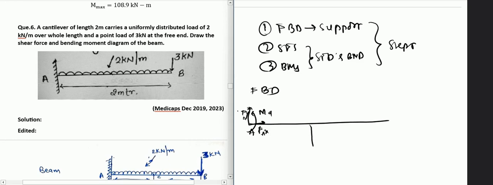We need to convert the UDL into a point load, which will be 2 kilonewton into 2, which is 4 kilonewton. And there is a point load at B. So this is B, this is A. The UDL point load will be at 1 meter from A because the center of the entire UDL will be at the midpoint of the loading, which is at 1 meter from A.